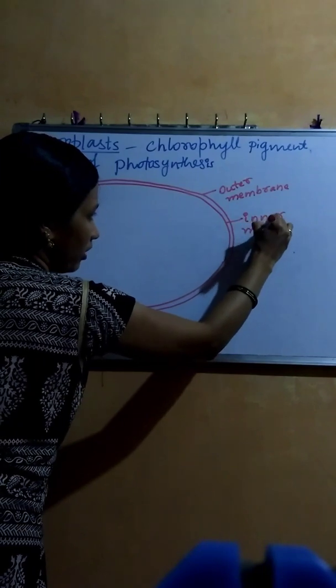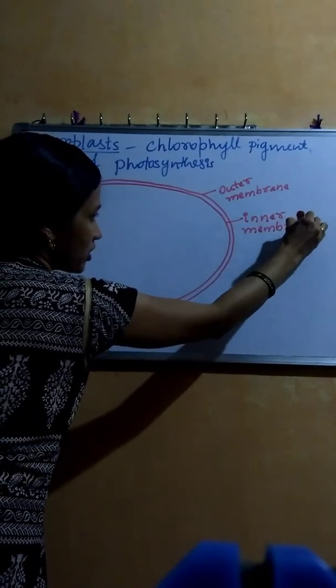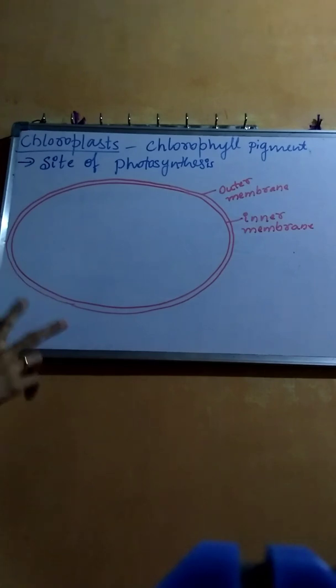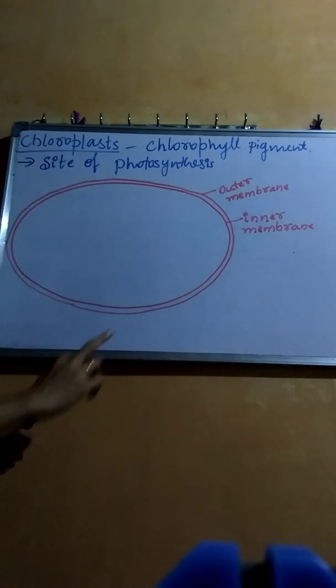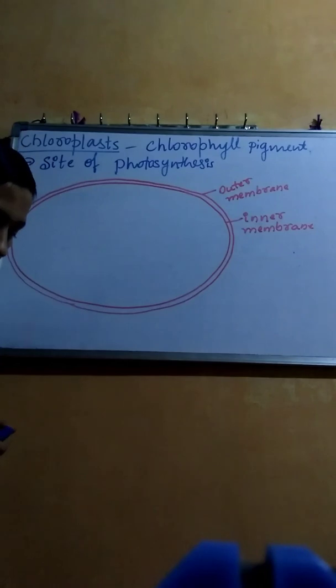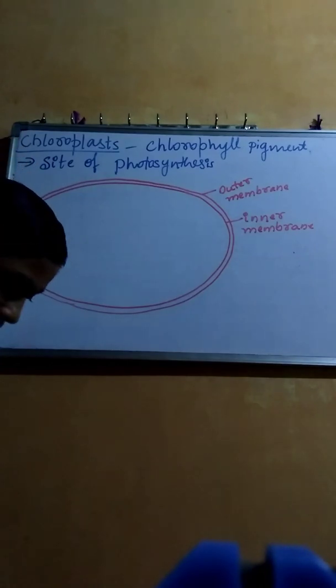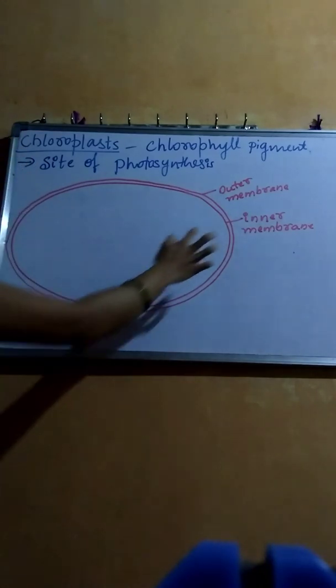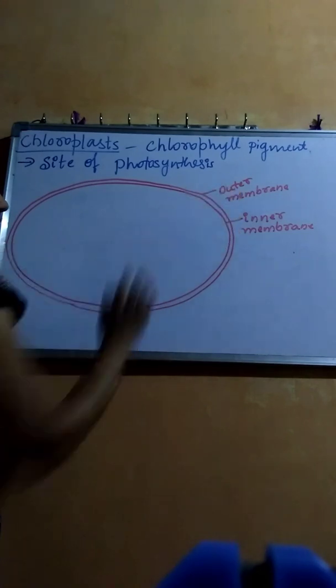Chloroplast is also a double membrane bound cell organelle. Both mitochondria and chloroplast are double membrane bound cell organelles, meaning both are covered by two membranes, outer and inner membranes, and in between the outer membrane and inner membrane there is a space.